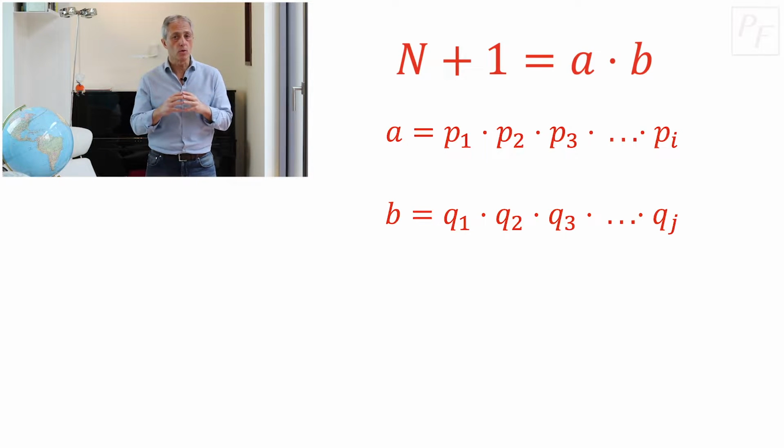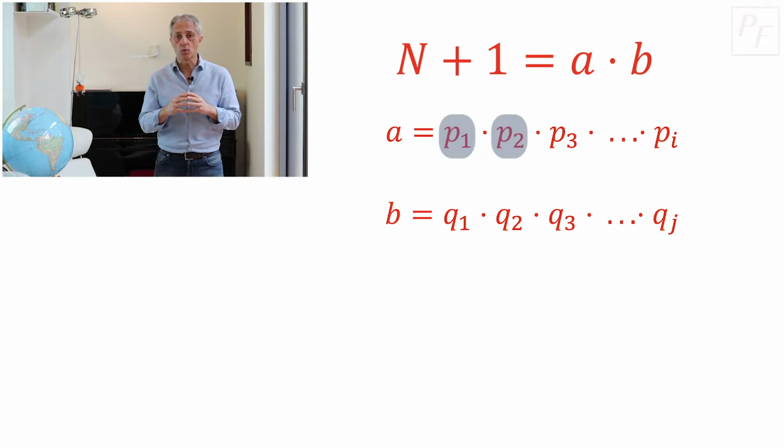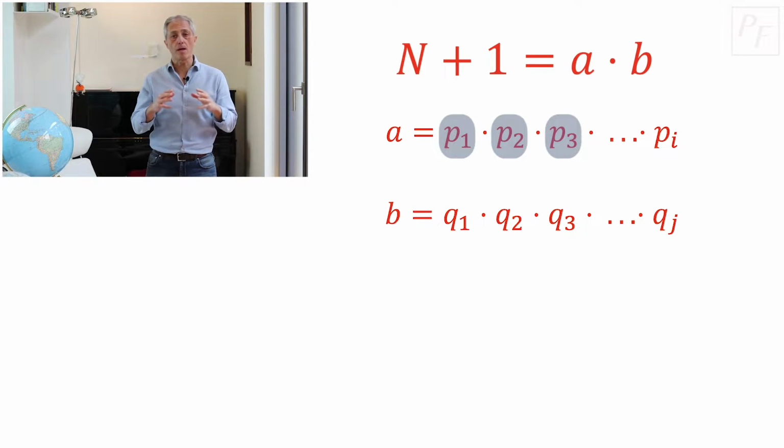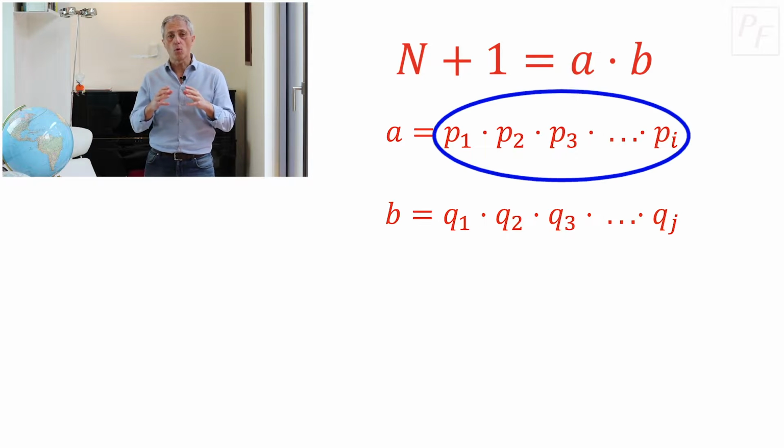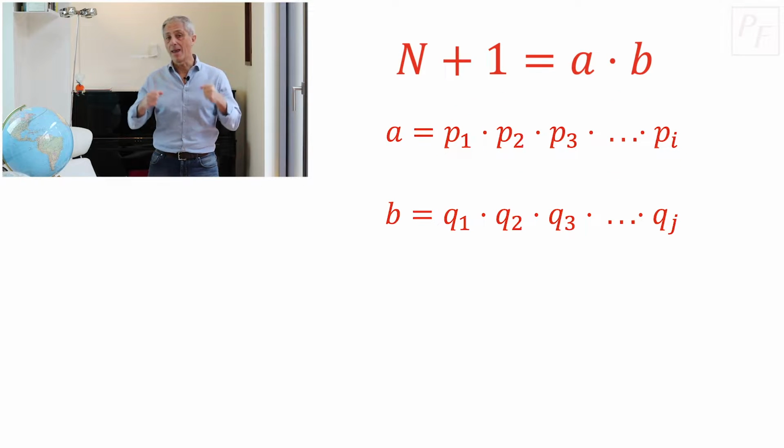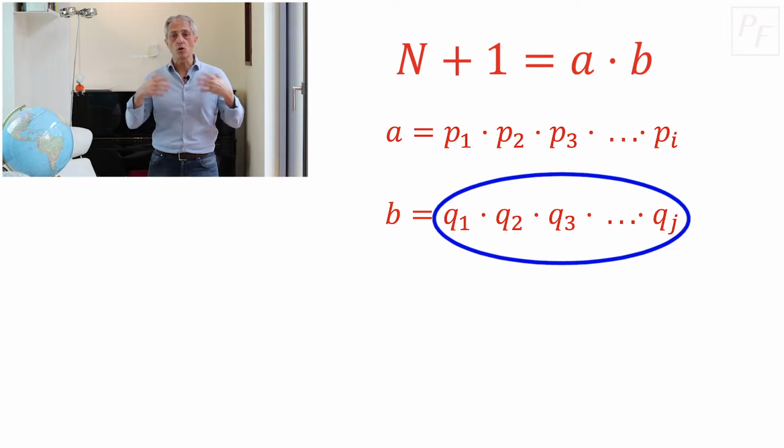A is equal to p sub 1 times p sub 2 times p sub 3 times p sub i. B is equal to q sub 1 times q sub 2 times q sub 3 times q sub j, where p sub 1, p sub 2, etc. are the prime factors of A, whichever. Likewise, q sub 1, q sub 2, etc. are the prime factors of B, also whichever.